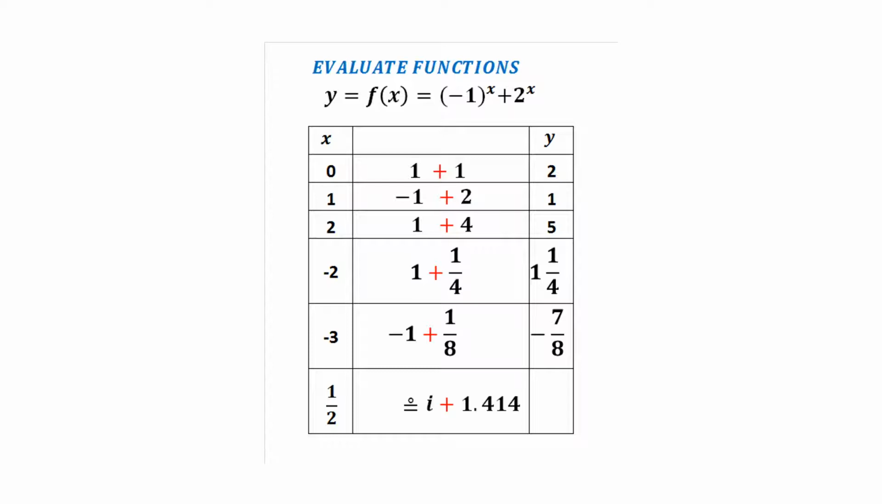So that's a negative 1, and plus 2 to the negative 3. That's 1 over 2 cubed, and that's 1 over 2 times 1 over 2 times 1 over 2. That's 1 over 8. So we got -1 plus 1/8. And that is minus 7/8.